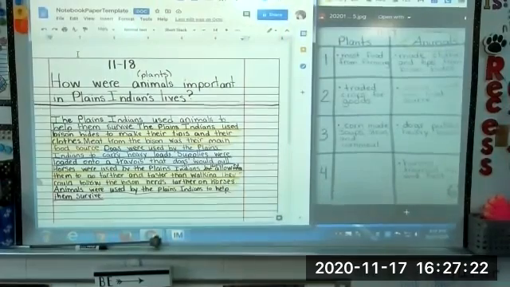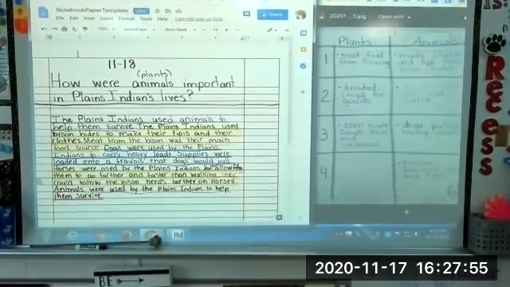So how were, and you're going to choose, is it animals or plants? It depends on what you chose to write about. Important in Plains Indians' lives.